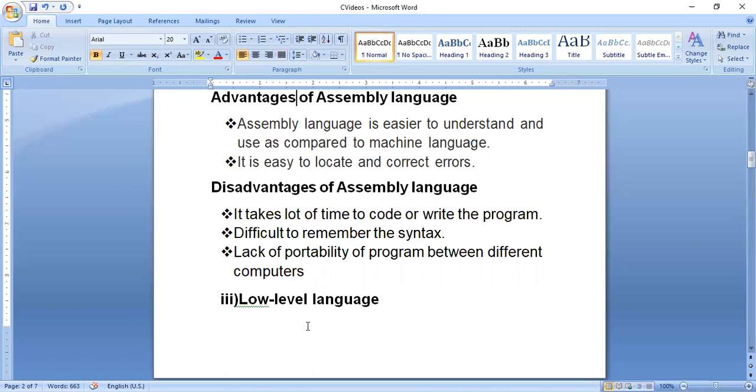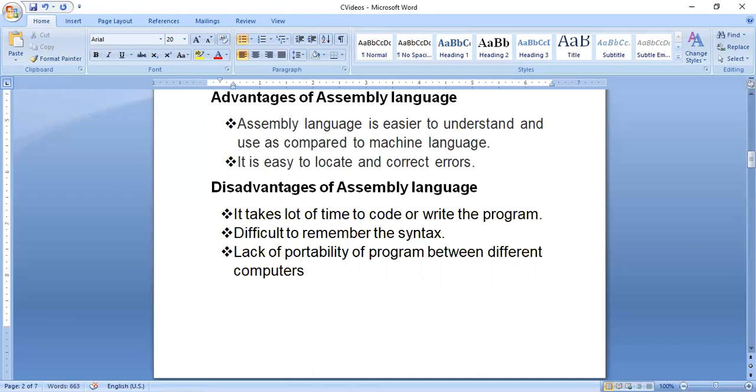Next, drawbacks or disadvantages. It takes a lot of time to code or write the program, so writing a program is a time-consuming process. It is difficult to remember the syntax of assembly language. Next, lack of portability of programs between different computers. So an assembly language program is not shareable. It is very difficult to share an assembly language program between two computers. That's the second question, about assembly language.